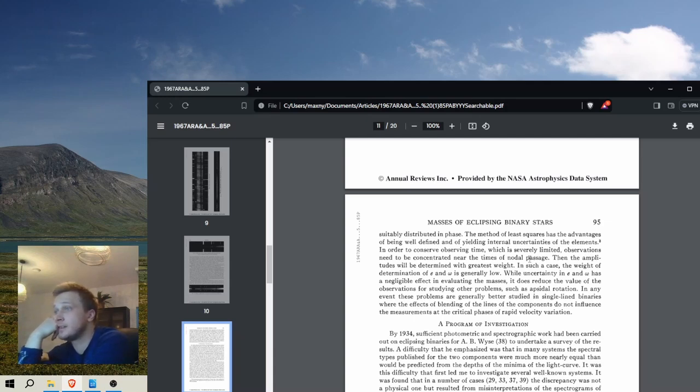In order to conserve observing time, which is severely limited, observations need to be concentrated near the times of nodal passage. Then the amplitudes will be determined with the greatest weight. In such a case, the weight of determination of e, I think that's the eccentricity, and omega is generally low.